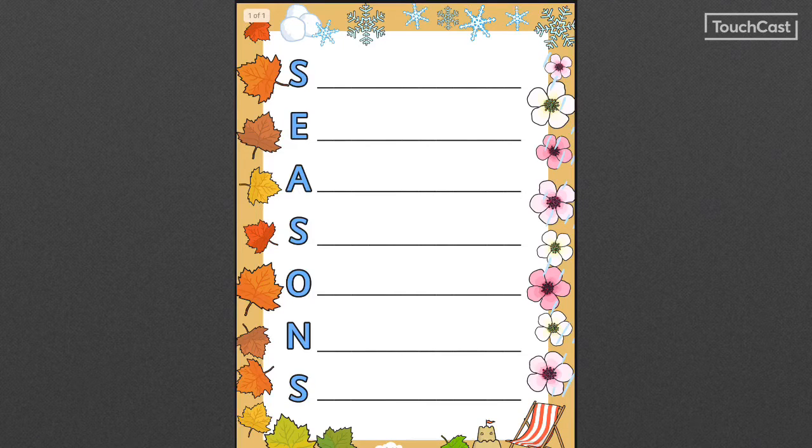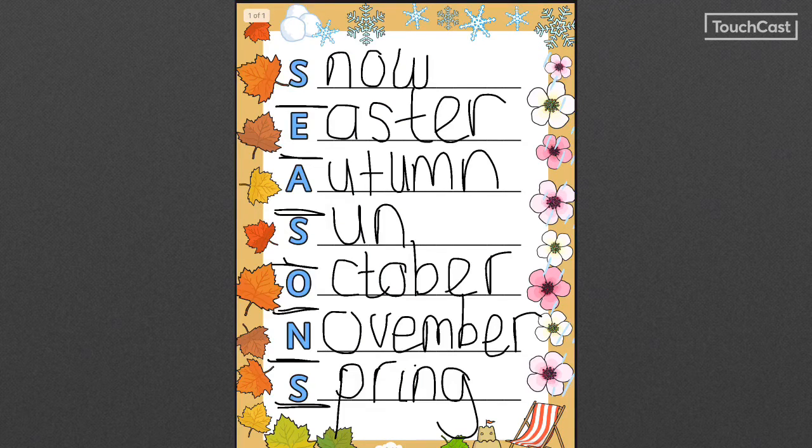So what we're going to do is we're going to think about the 4 different seasons of the year and things that you see in these seasons or you do in these seasons that begin with the letters S, E, A, S, O, N, S. Okay, so this is Miss Katie's example.